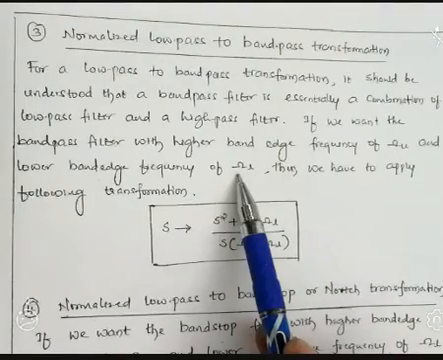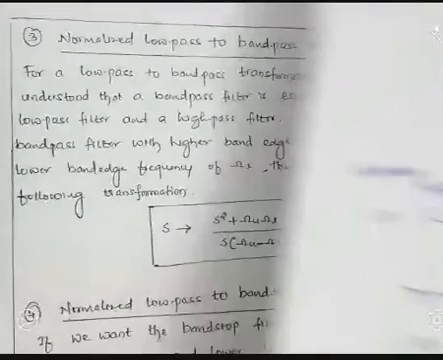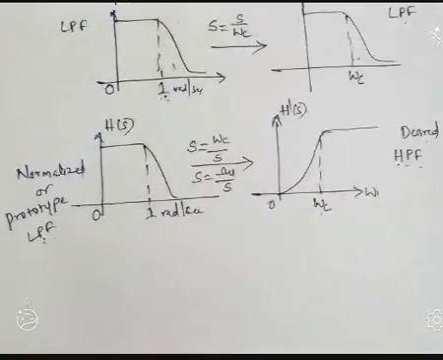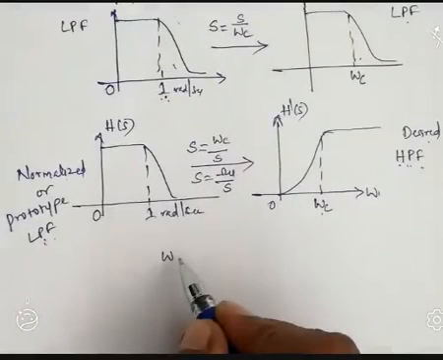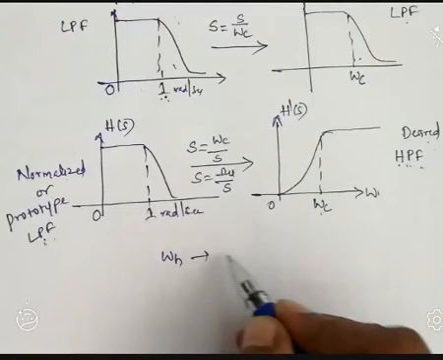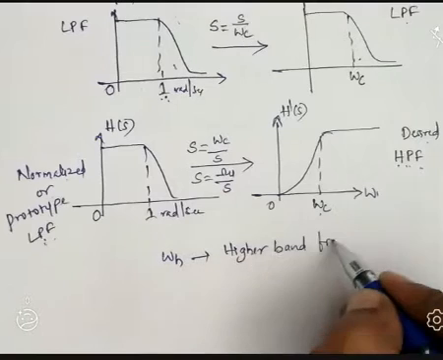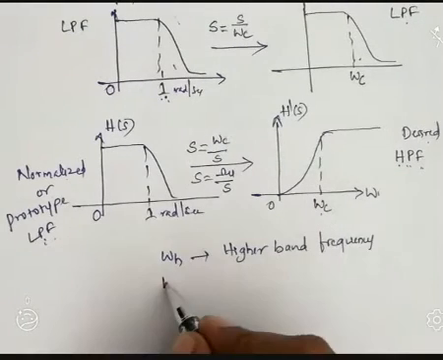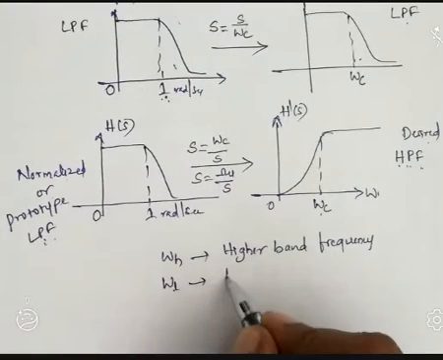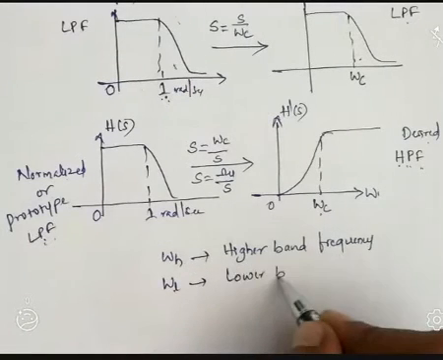Or in other cases, we can also represent it as omega h. It is the higher band frequency, and omega l stands for lower band frequency.